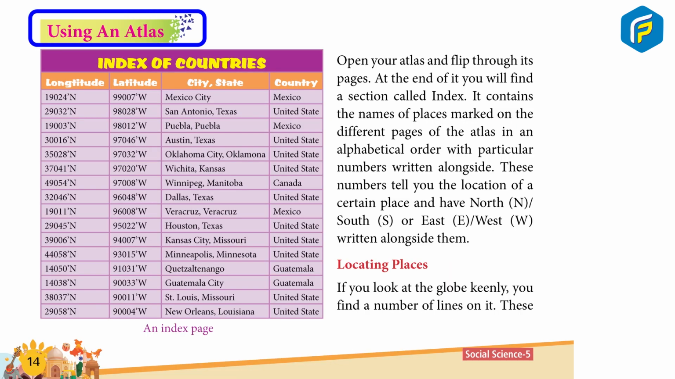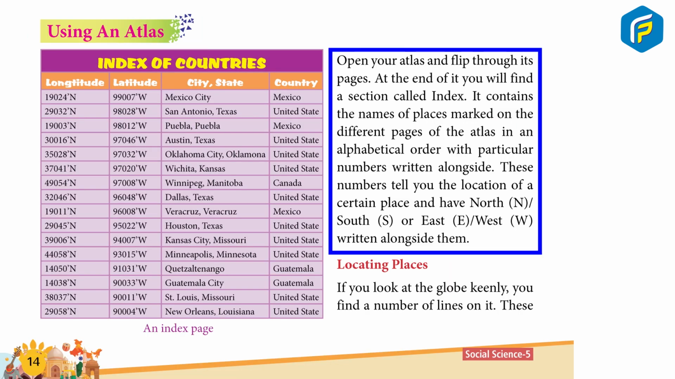Using an atlas. Open your atlas and flip through its pages. At the end of it, you will find a section called Index. It contains the names of places marked on the different pages of the atlas in alphabetical order with particular numbers written alongside. These numbers tell you the location of a certain place and have north N, south S, east E, or west W written alongside them.